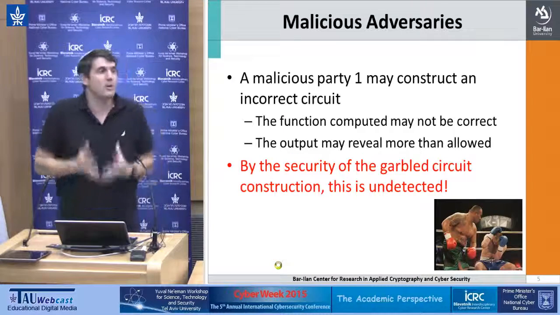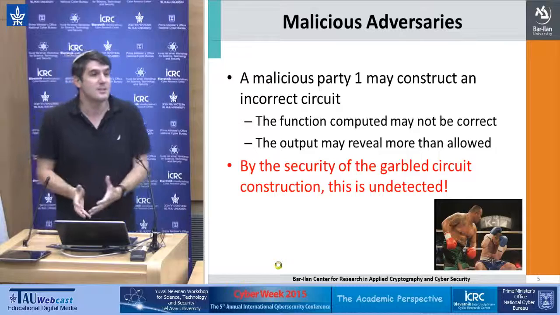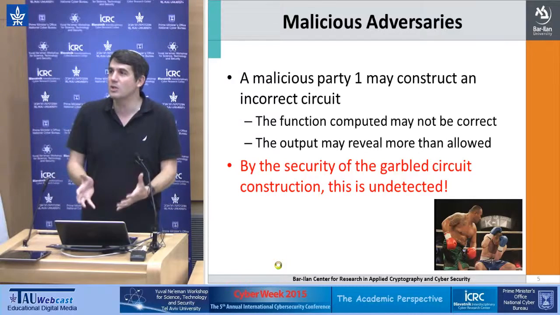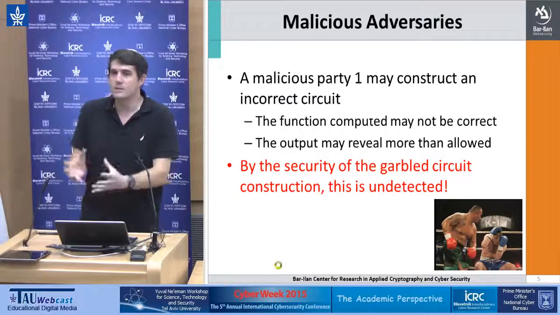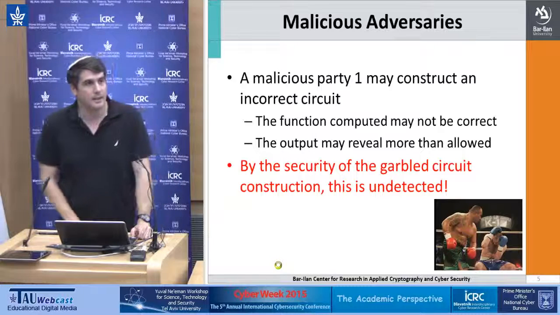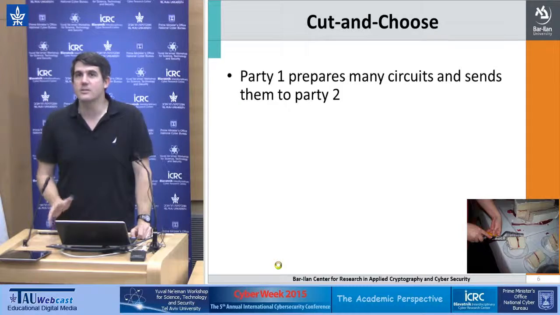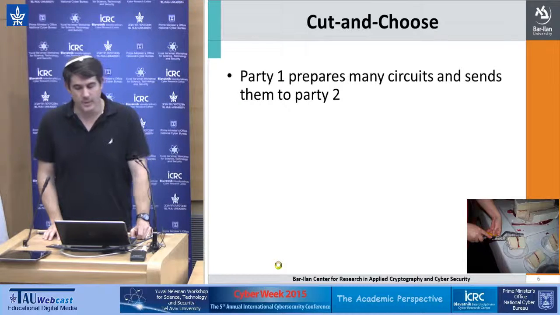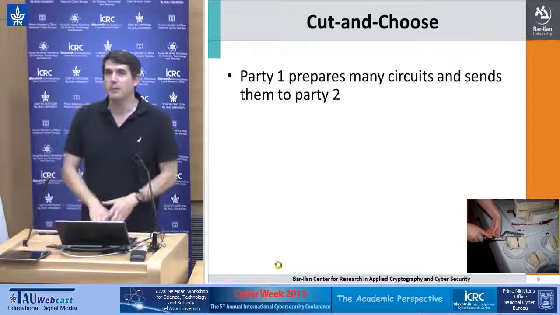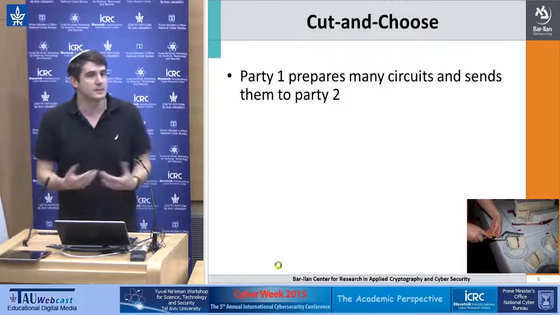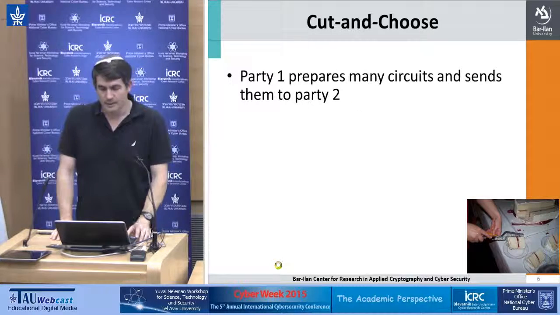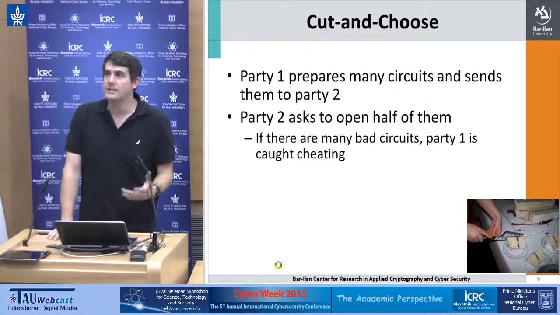Because of the black box, we have no way of even detecting that we've got something which is bad. So how can we solve this problem and actually use this nice black box and guarantee that we're getting the right thing? The main idea is called cut and choose. What's cut and choose? The first party will prepare many circuits, many of these black boxes, and send them to the other party. And the other party will now ask to open half of them.